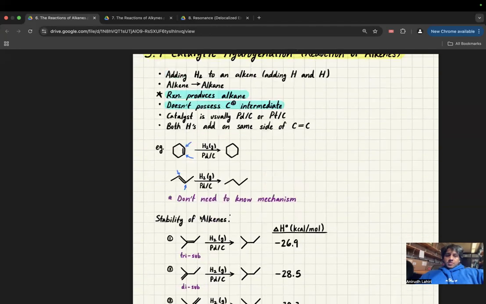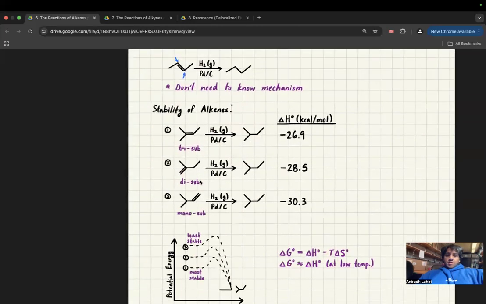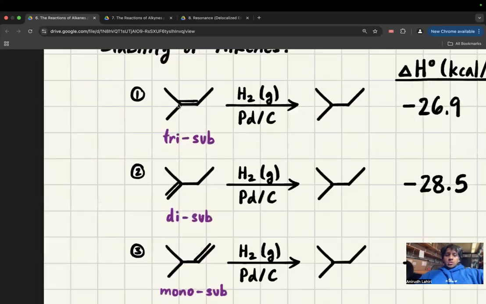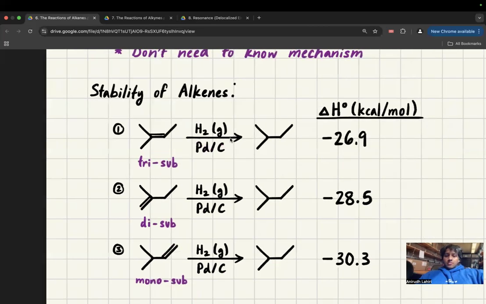Cool. Stability of alkenes. This doesn't really have anything to do with this. Like that's all to say on catalytic hydrogenation. So this is the most stable compound. This is the second most stable. This is the least stable, right? And it has to do with the substitution. This is a tertiary spot. This is a secondary spot. This is a secondary spot. This is a primary spot. This is a secondary spot. This is a primary spot. The more substituted alkene is the more stable alkene, right?